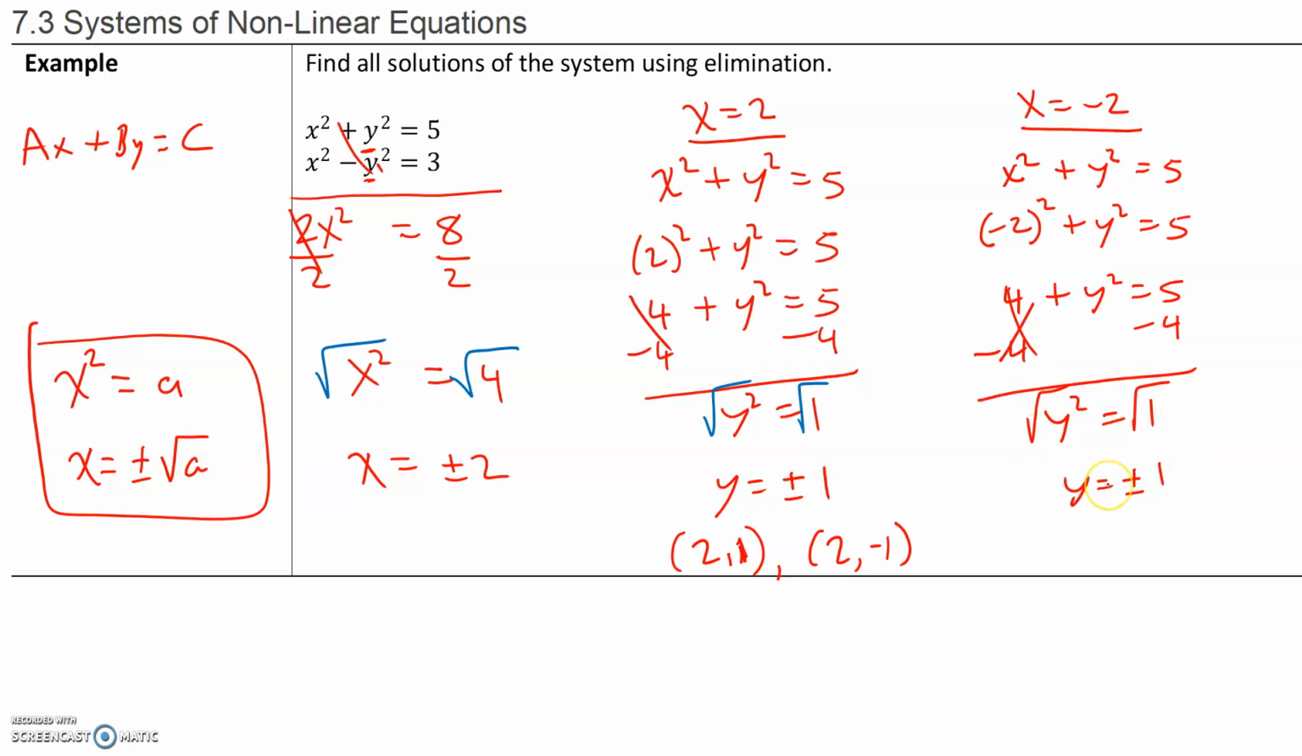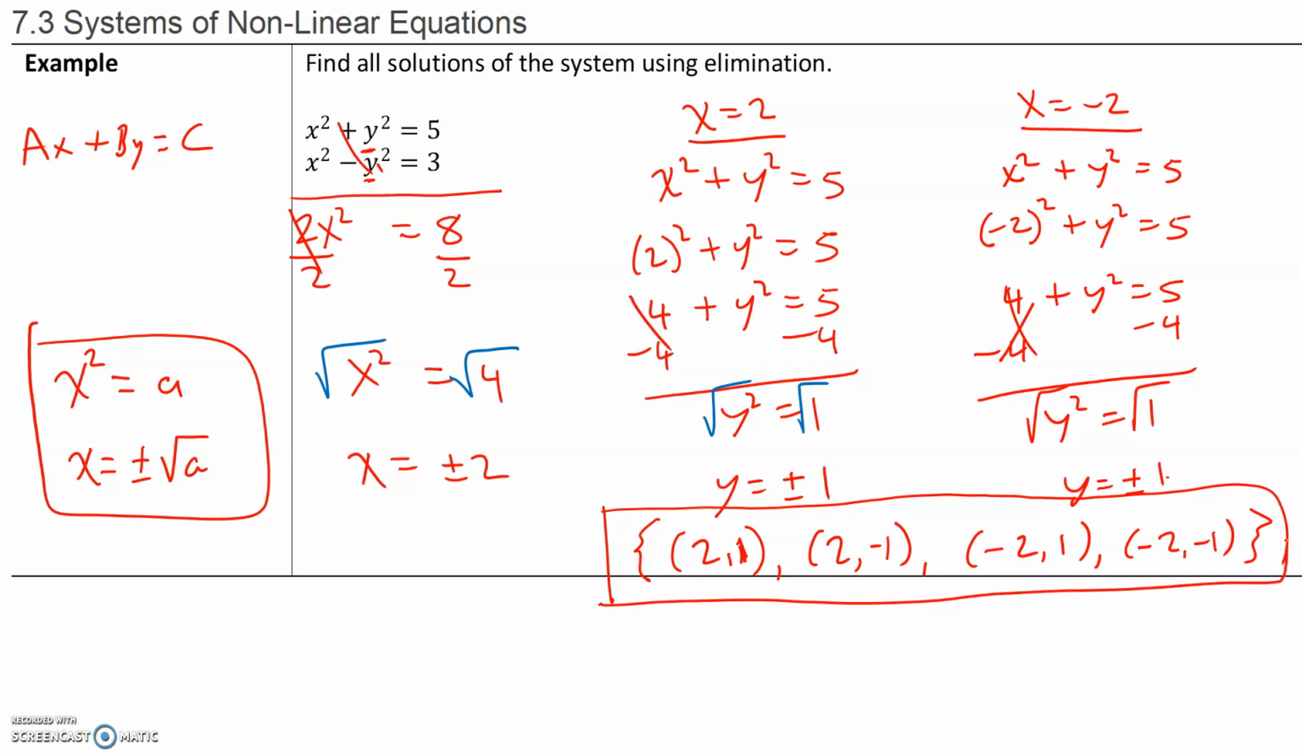So I get the same y values, but this time the x value is negative 2, not positive 2. So now I have negative 2 comma 1, and I have negative 2 comma negative 1, because the x value is negative 2 with the y value of positive 1 and a y value of negative 1. So I have 4 different solutions. My solutions are going to be 2, 1; 2, negative 1; negative 2, 1; and negative 2, negative 1.